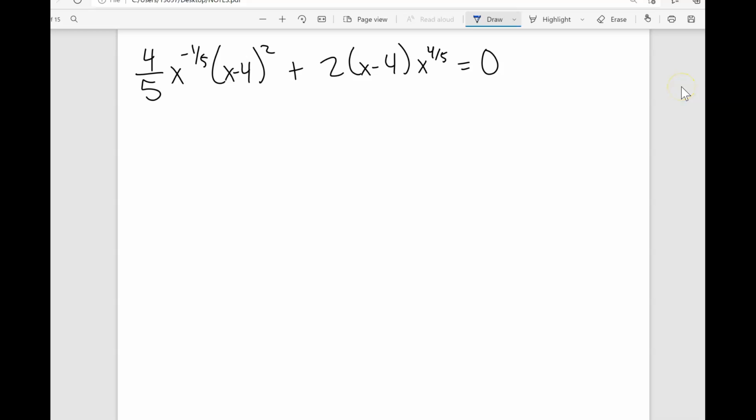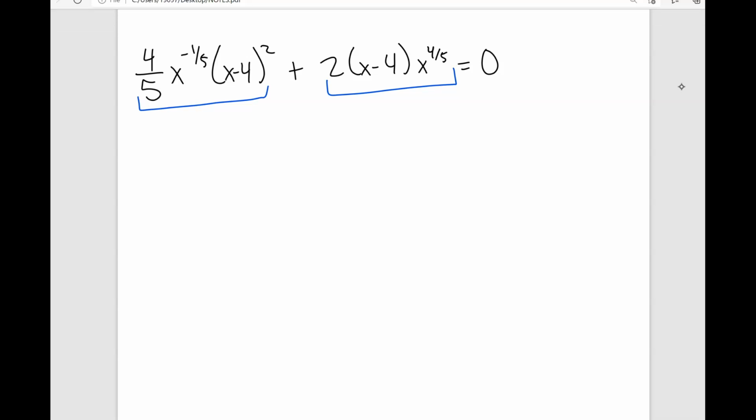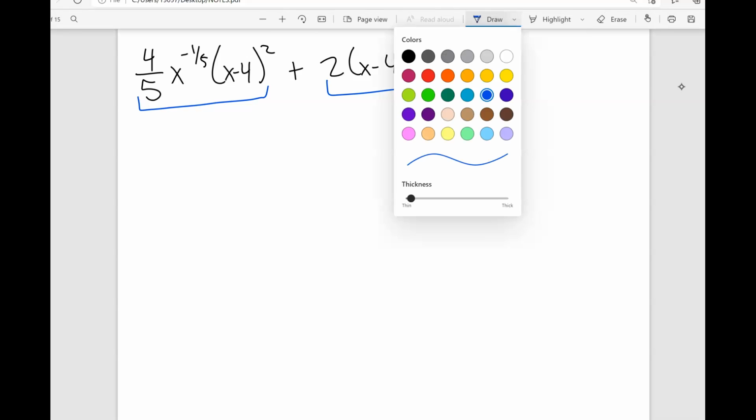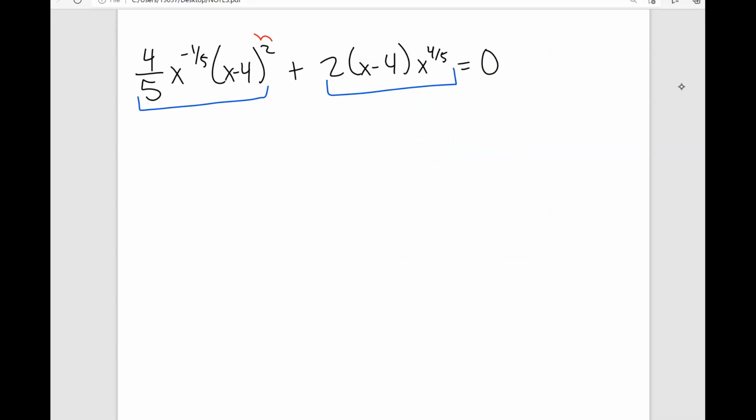So we're going to look at both terms first. Here are both different terms, and we're going to see what they both have in common. Well, one of the first things that I see is that I have this factor in common. I have the x minus 4 squared here and an x minus 4 here as well. So you can see that I can take out one x minus 4.